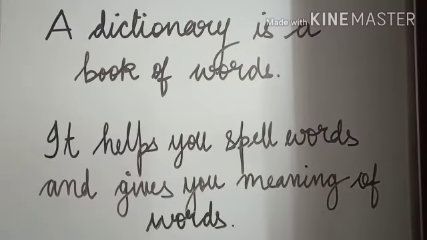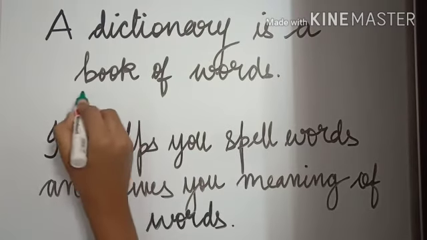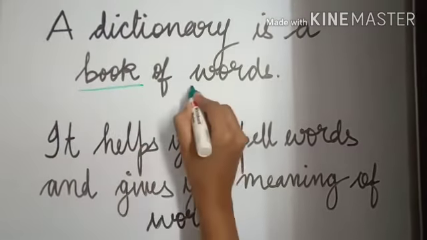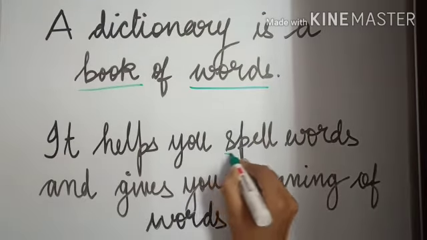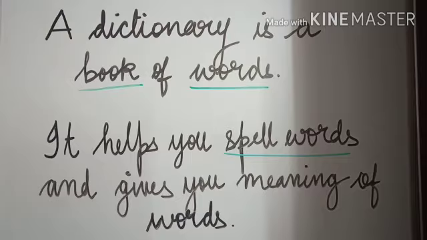Children, do you know what is a dictionary? A dictionary is a book of words. It helps you spell words and gives you meaning of words. So children, whenever you come across a new word of which you do not know the meaning, which book will you refer to? Yes, you will refer to a dictionary.